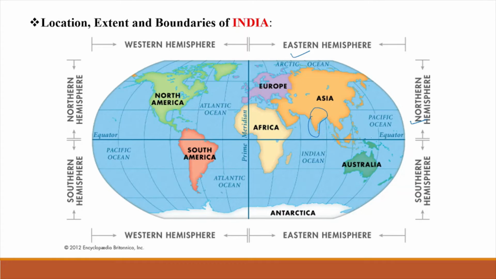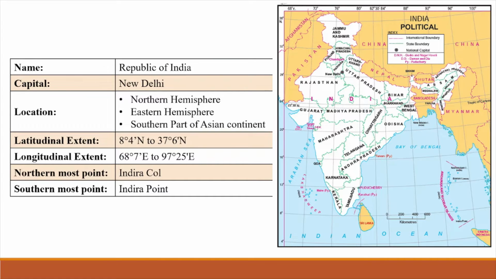If you consider the equator, then we are on the northern hemisphere on top. And if we consider the prime meridian, then we are on the right side. So top and right, that is northern hemisphere and eastern hemisphere. Also, if you see the continent of Asia, we are in the southern part of the Asian continent. So this becomes the location of India.